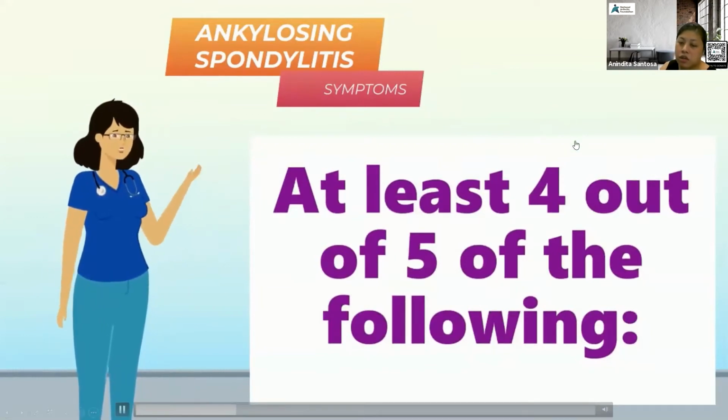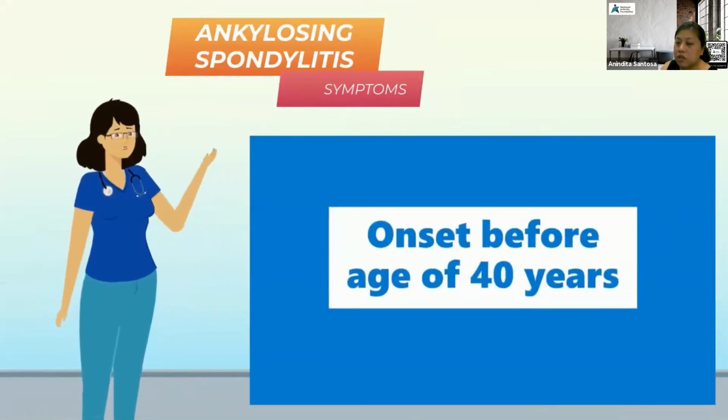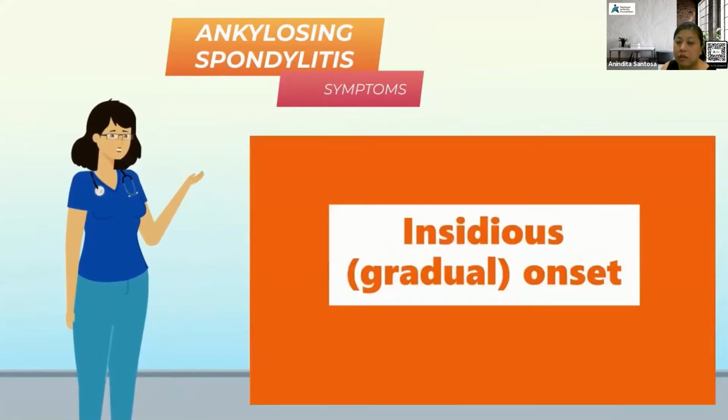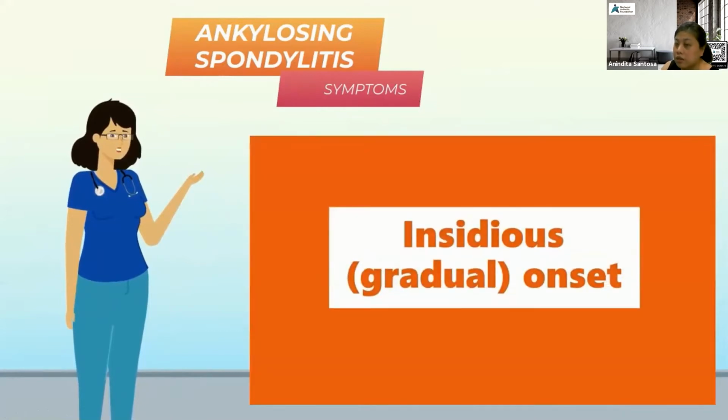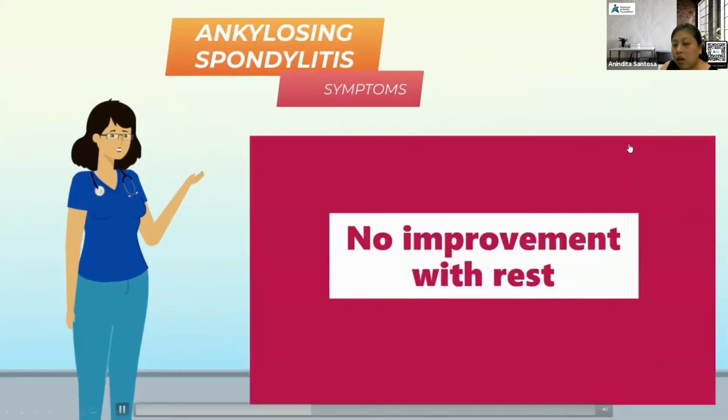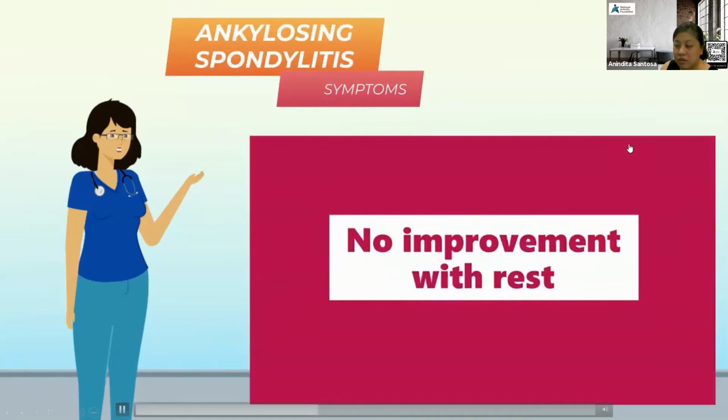And generally, we look out for certain features such as onset at a young age, before the age of 40 years, obviously without any injuries, ideally. A gradual onset, so not sudden over a few days, but in fact, gradual over weeks or months, usually at least 3 months. Improvement of the pain with exercise, lack of improvement with rest.